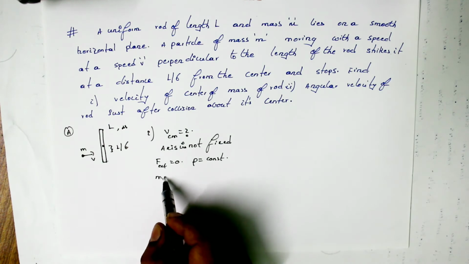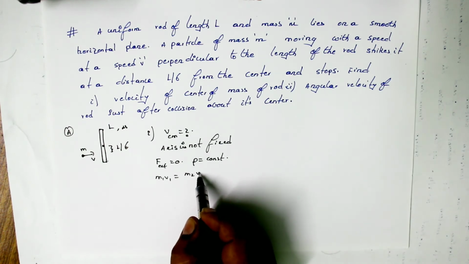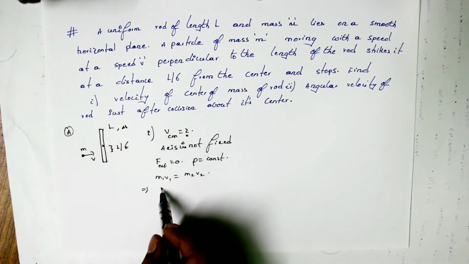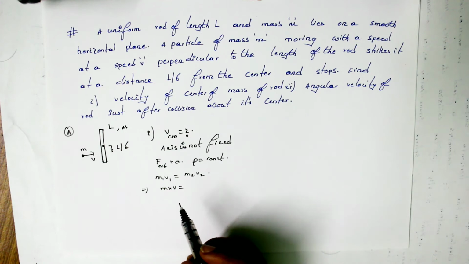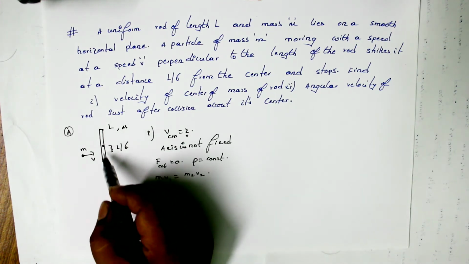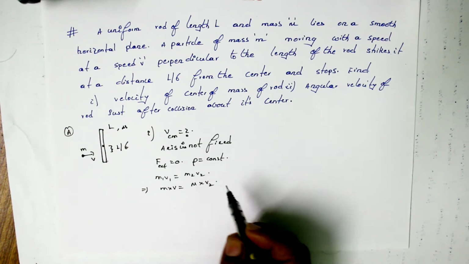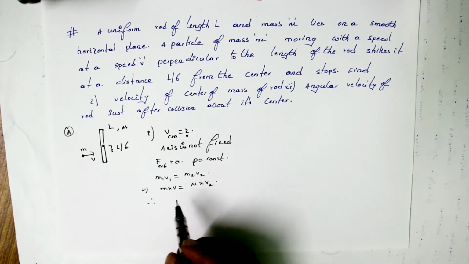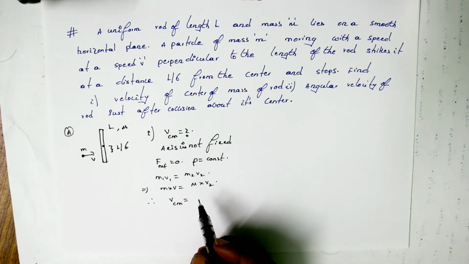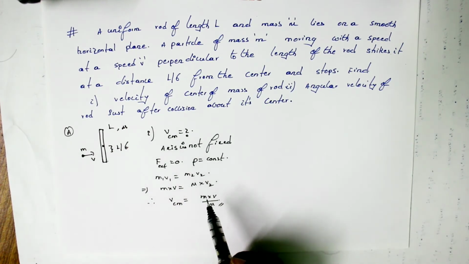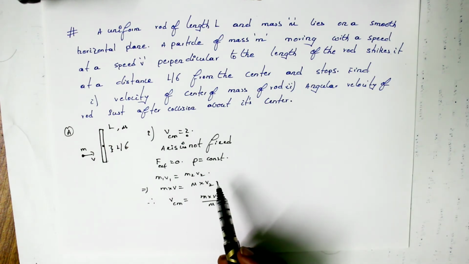So therefore I can write m1 v1 is equal to m2 v2. m1 is the mass of this small particle m, traveling with a velocity of v, and m2 is the mass of the bigger rod, capital M, and its final velocity we don't know, so v2. So v2 can be written as the velocity of center of mass. So vcm is equal to m into v divided by capital M. This is the velocity of center of mass of this rod. So if the axis is not fixed, definitely I can apply the law of conservation of linear momentum.